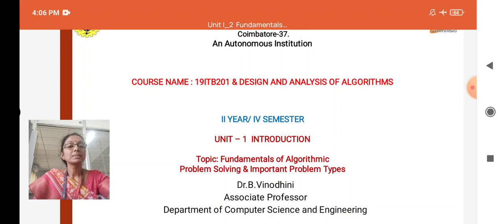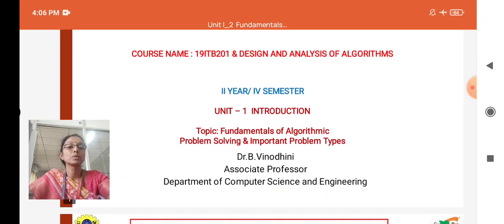In the previous class, we came to know what an algorithm is, what the characteristics of an algorithm are, and how to write an algorithm with an example. So an algorithm is nothing but a step-by-step procedure to solve a particular task. In today's class, we are going to see what the fundamental aspects of any problem solving technique are and what the important problem types are. If time permits, we can see the important problem types also.